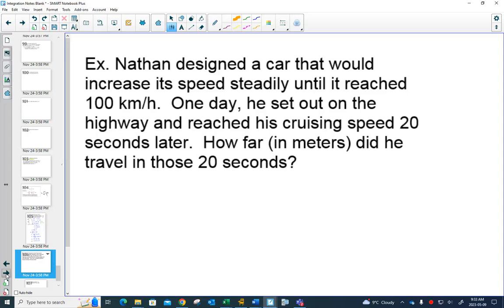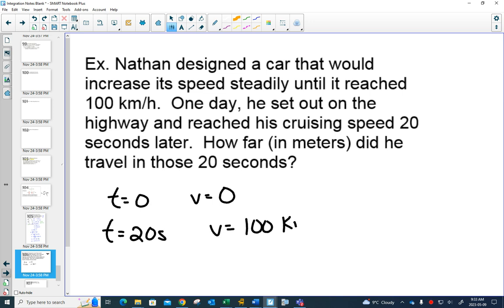So one day, Nathan goes on the highway and hits that button. He's starting at 0. So we know at time 0, his velocity is 0. And at time of 20 seconds, his velocity is at 100 kilometers per hour. How far did he go? Again, we start this question and we feel like we don't have a lot of information. Okay, so we still got this idea.